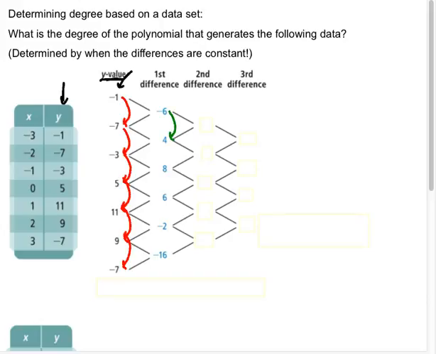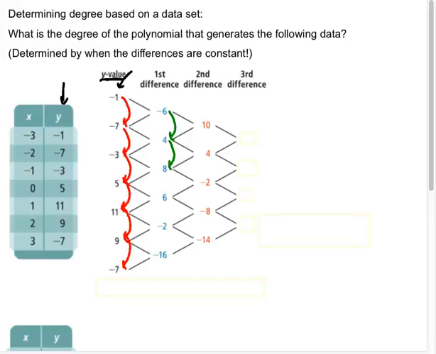-6 to go up to 4, that's going to be adding 10. 4 up to 8, you're adding 4. 8 back down to 6, you have to subtract 2. 6 all the way down to -2, you're subtracting 8. -2 down to -16, you are subtracting 14. So again, the second difference is still not the same, okay?